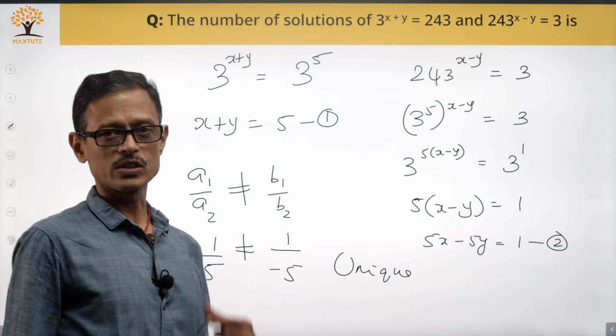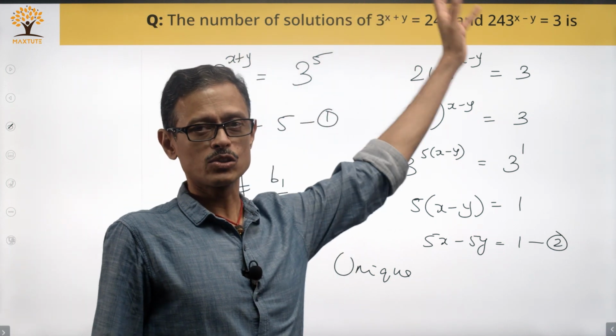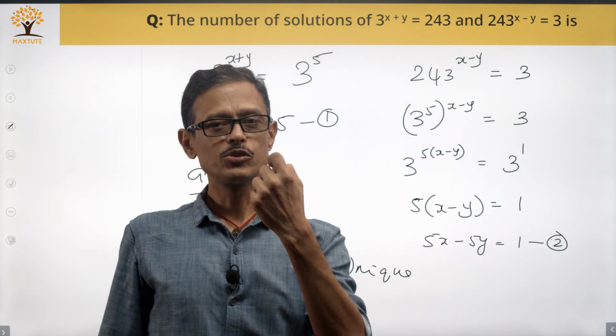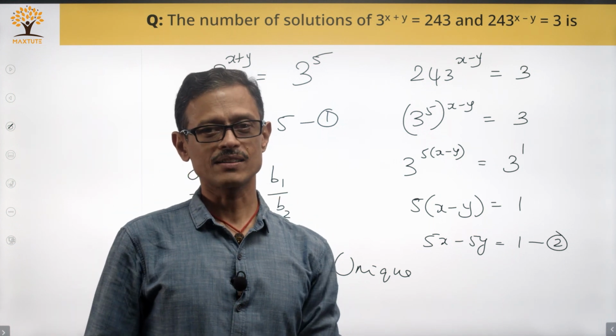The number of solutions for these equations representing 3 raised to the power of x plus y is equal to 243 and 243 raised to the power of x minus y is equal to 3 power 1 is, you'll have a unique solution for it. You'll have one value for x and one value for y that will satisfy it.